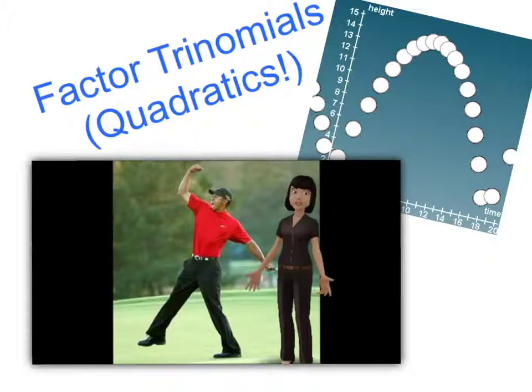Today's lesson is on factoring trinomials, specifically quadratics. All quadratic graphs create a shape similar to the path of Tiger Woods' ball that caused him to get the hole-in-one.